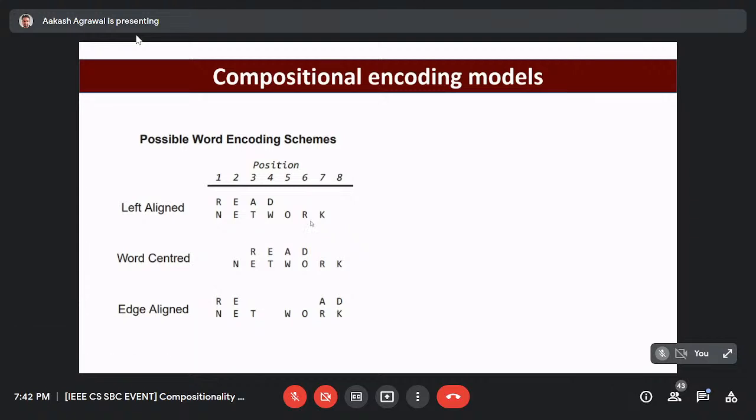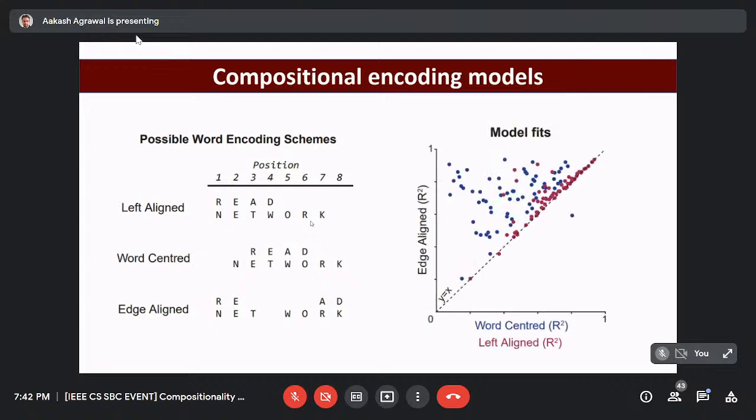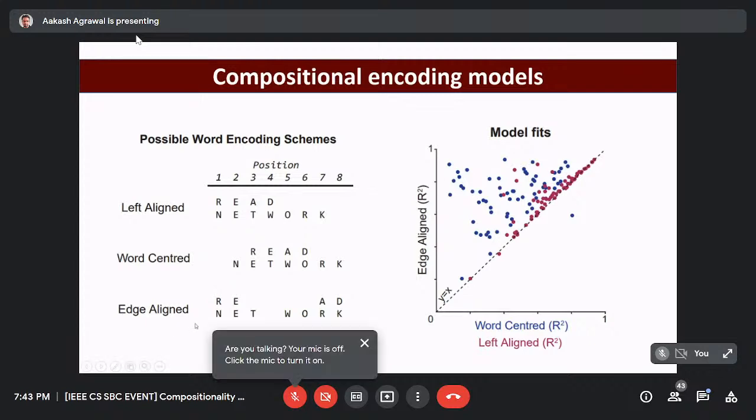Then we fit the model with lasso constraints and see what the model predictions look like. What we see is that on average, in most of the cases, the edge aligned model fits are much better than the word center or the left aligned model fit. What we have here is the unity slope line, and most of the points lie above it, which means that if the model fit of the word center model is, let's say, 0.2, then the fit of the edge aligned model could be way above, like 0.9. So this indicates that although these networks have no explicit notion of how words should be encoded, they encode them based on the edge aligned encoding scheme.